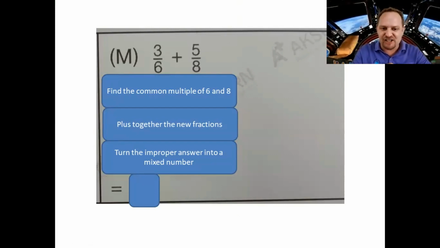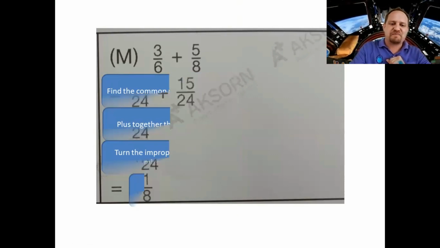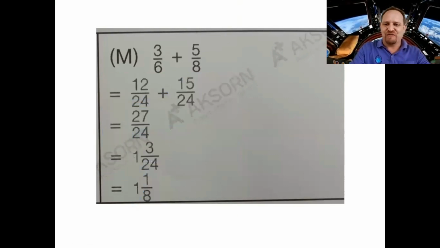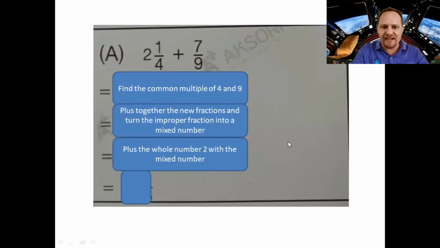Turn the improper fractions into mixed numbers, and you should have got 1 and 1 over 8, okay? Our common multiple was 24, wasn't it? All right, good.